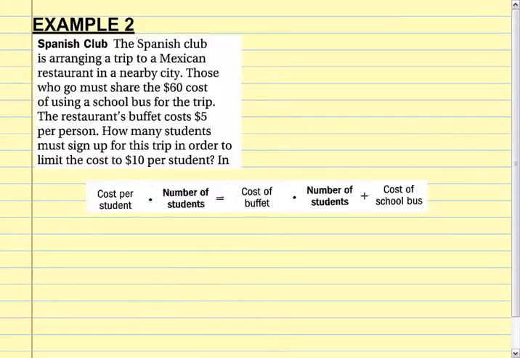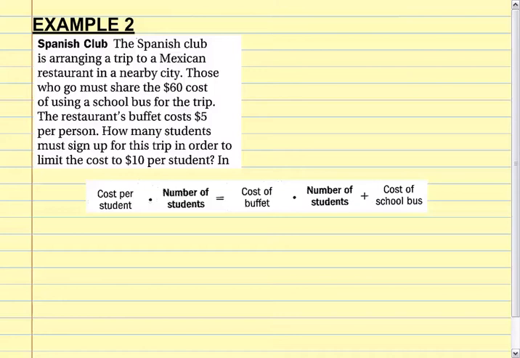Now, let's go back and look at this word problem. Okay? This is the last one. And it says, the Spanish Club is arranging a trip to a Mexican restaurant in a nearby city. Those who go must share the $60 cost of using a school bus for the trip. The restaurant's buffet costs $5 per person. How many students must sign up for this trip in order to limit the cost to $10 per student?